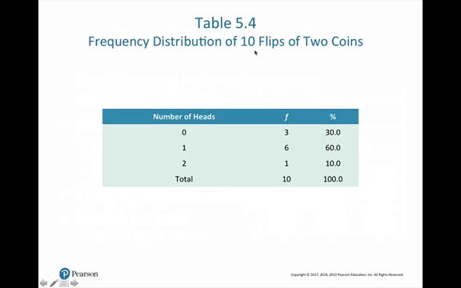Likewise, across those 10 flips of 2 coins, I had 6 cases in which one of the coins landed on heads, and that corresponds to 60%. So we can see here the difference between the probability distribution, which we would expect due to theoretical equally likely events, versus the frequency distribution, which refers to events that we actually observed.